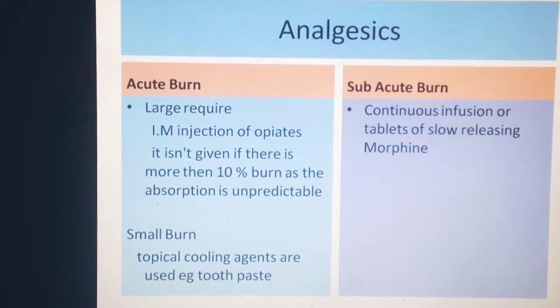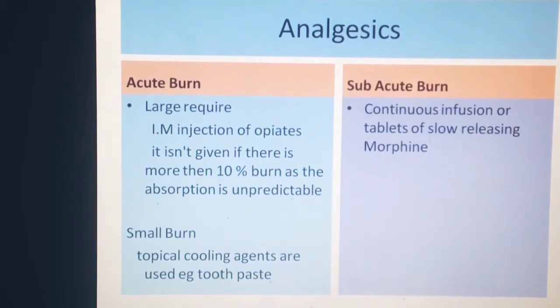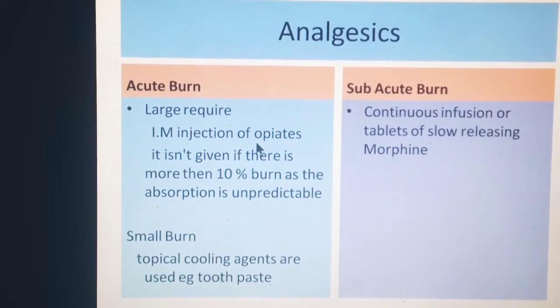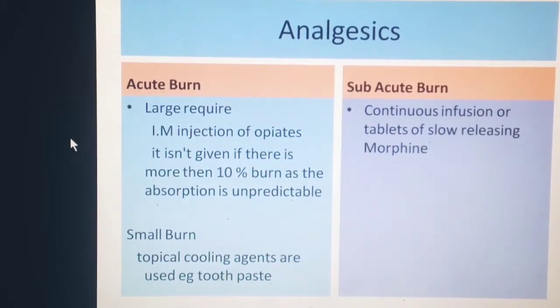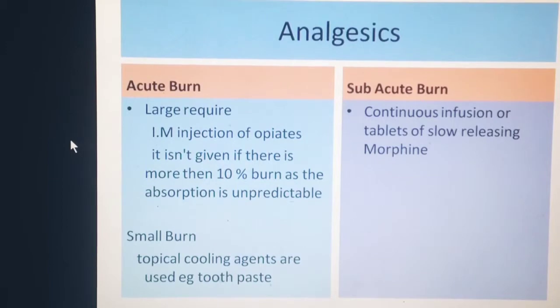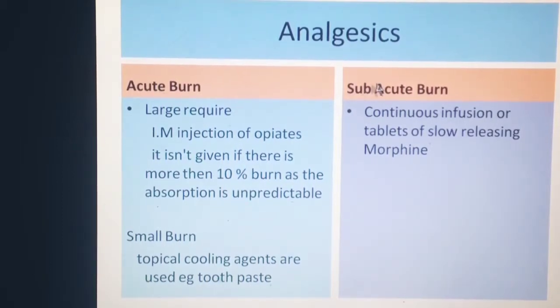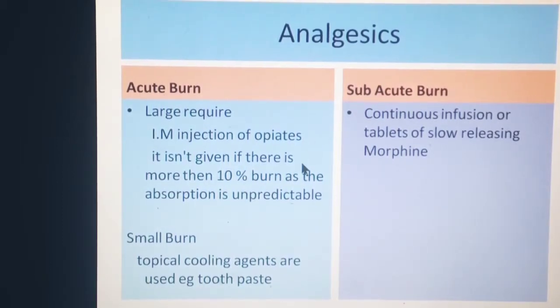Now, analgesics given in such patients: if there is an acute burn and it is large, then we give an intramuscular injection of opiates. It isn't given if there is more than 10% burn because the absorption is unpredictable. In small burns, we give topical cooling agents such as toothpaste. In subacute burn, we give continuous infusion of tablets or slow-releasing morphine.